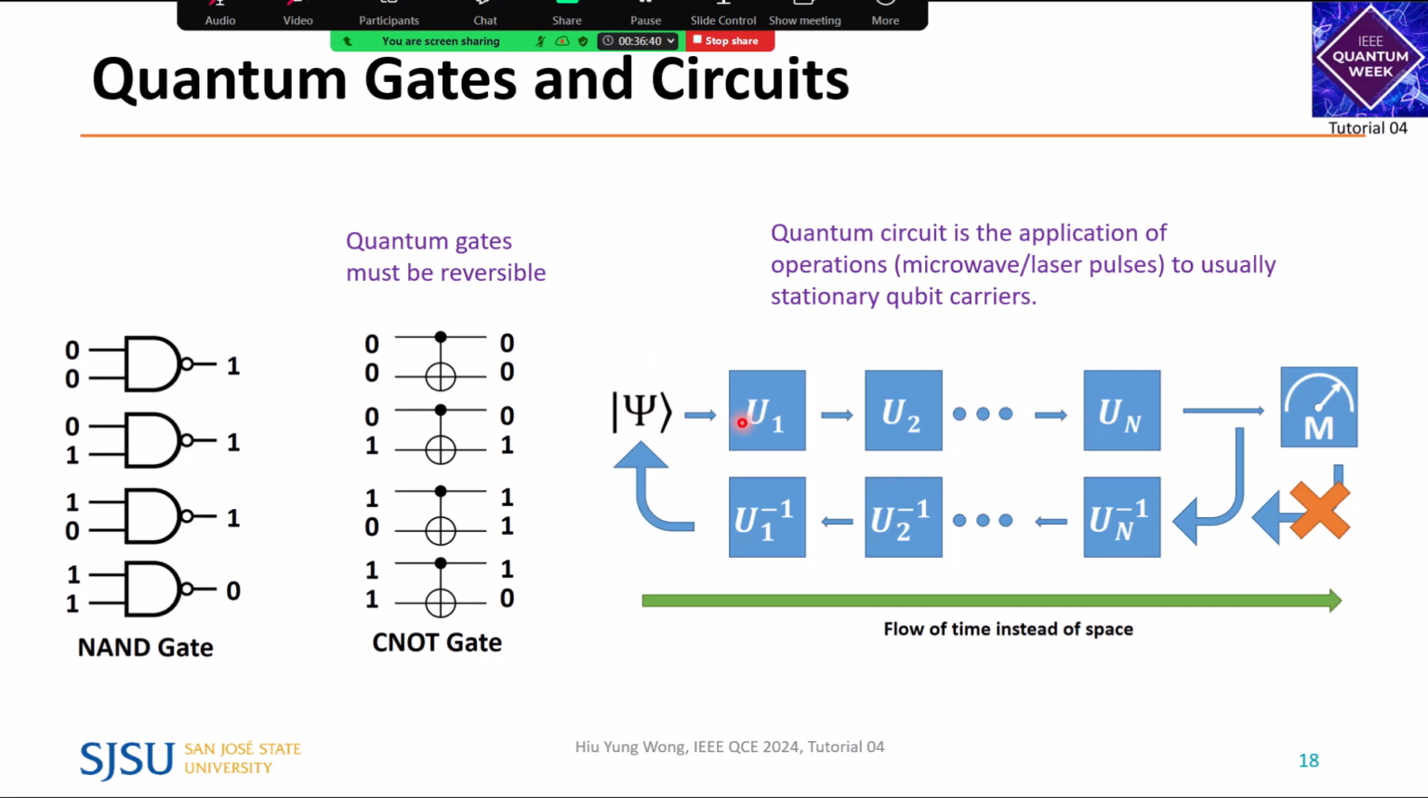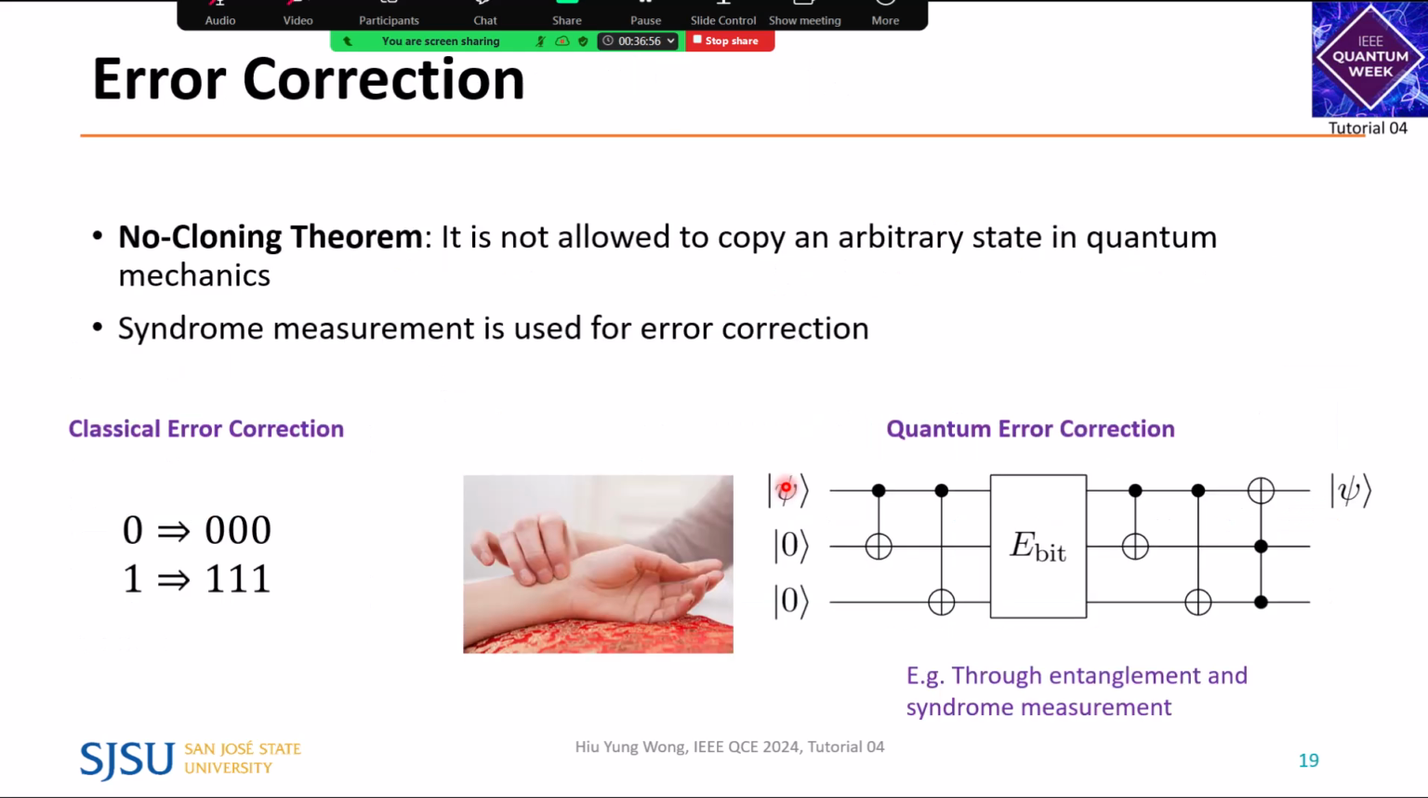This is just at time 1, I apply U1, time 2, I apply U2, and eventually I get what I want, and then I measure it. Before I do the measurement, it is reversible. I can apply the inverse of the gate I've just applied. Okay, so this is a concept.